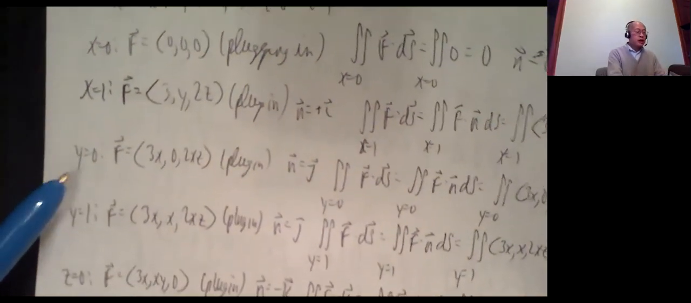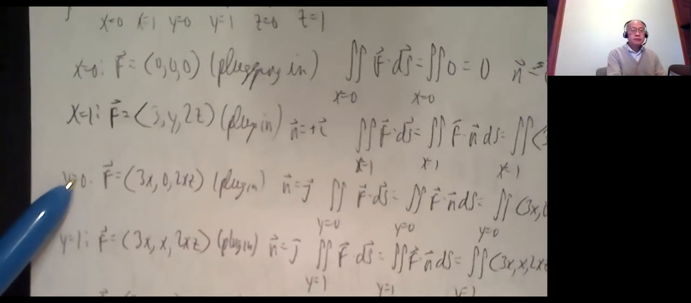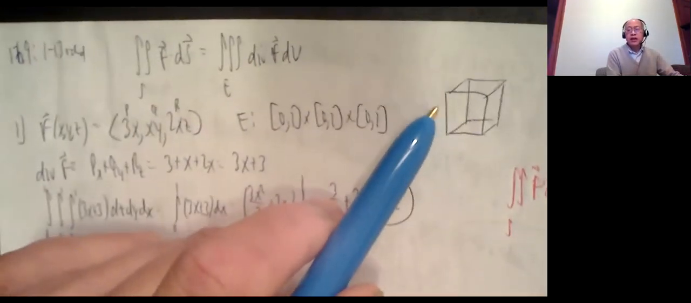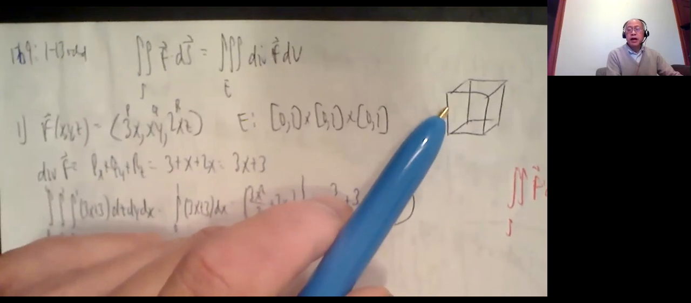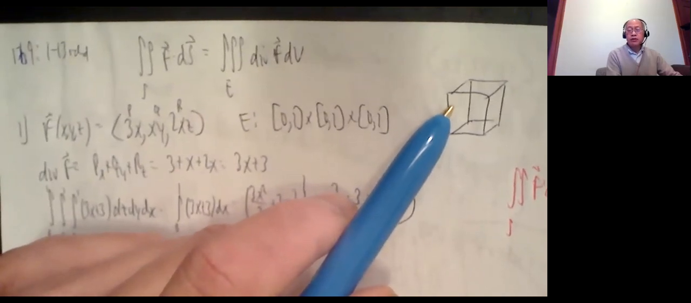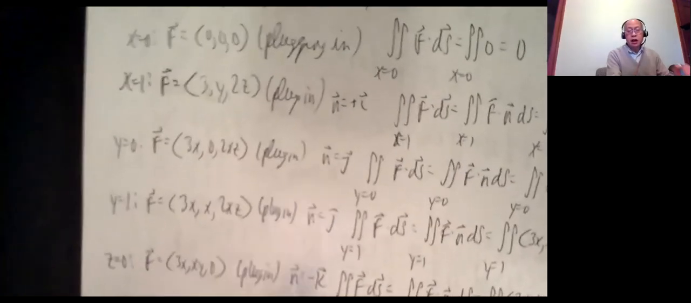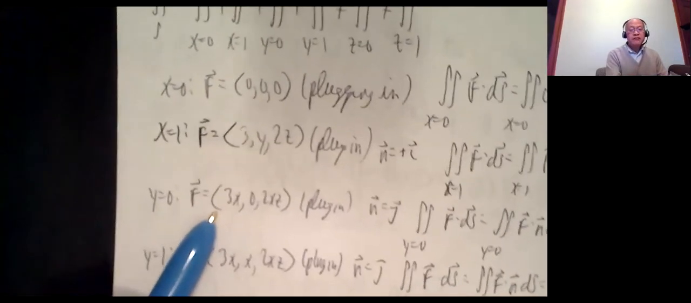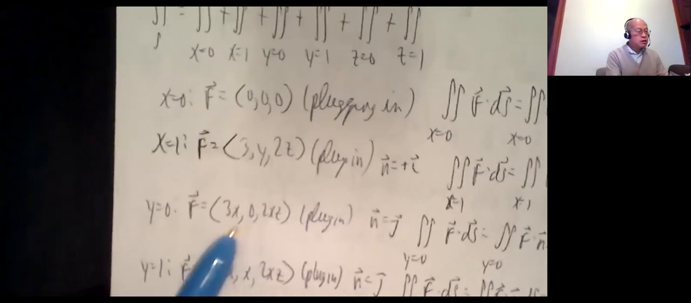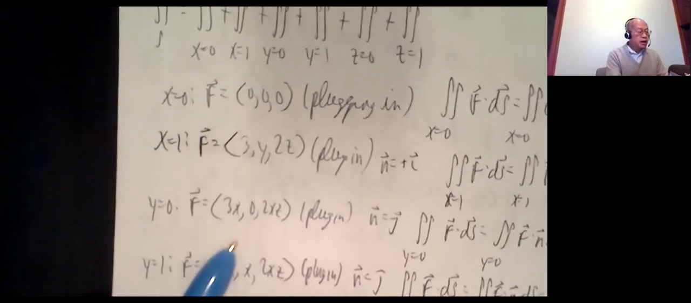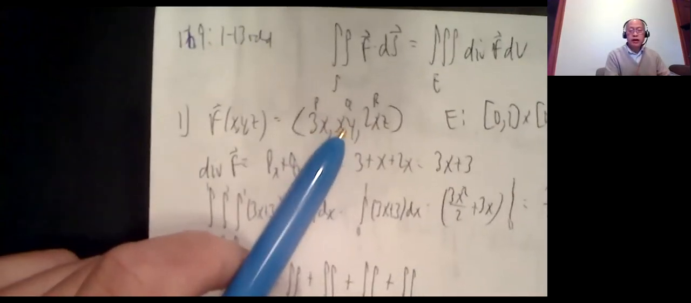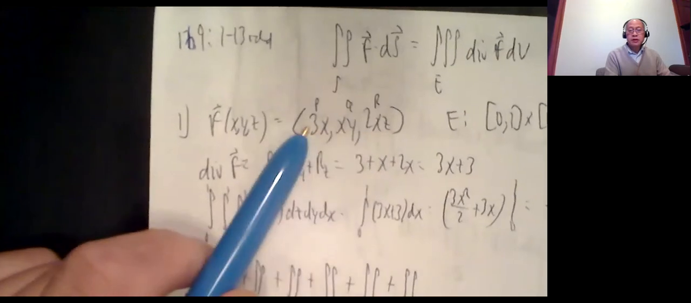Now the left and the right. y equals 0, the left face. So for the left face, what's the unit positive vector, meaning outward? Going to the left, so it's -j. And then f becomes 3x, 0, 2xz. How do I get that? I plugged in y as 0. So y equals 0, that's 0. So 3x, 0, 2xz.